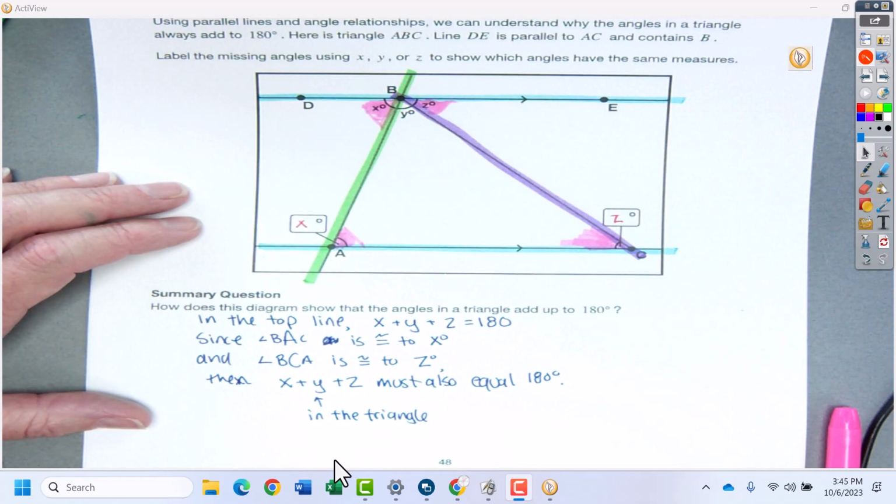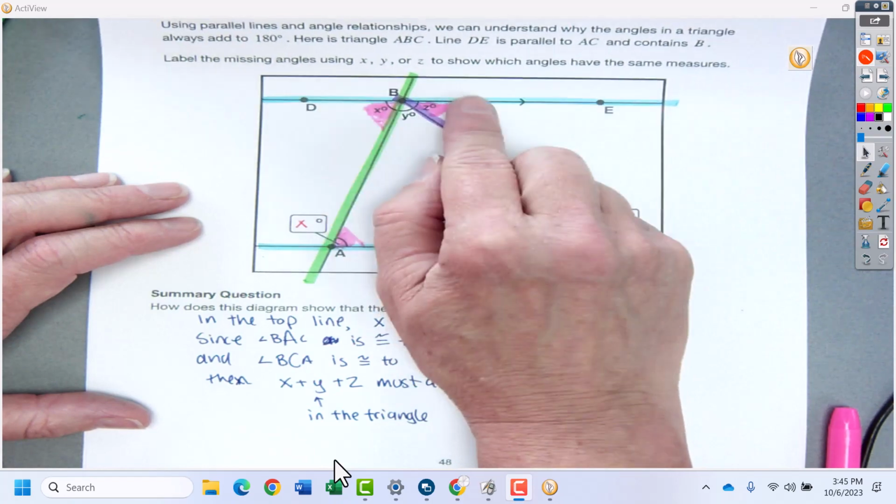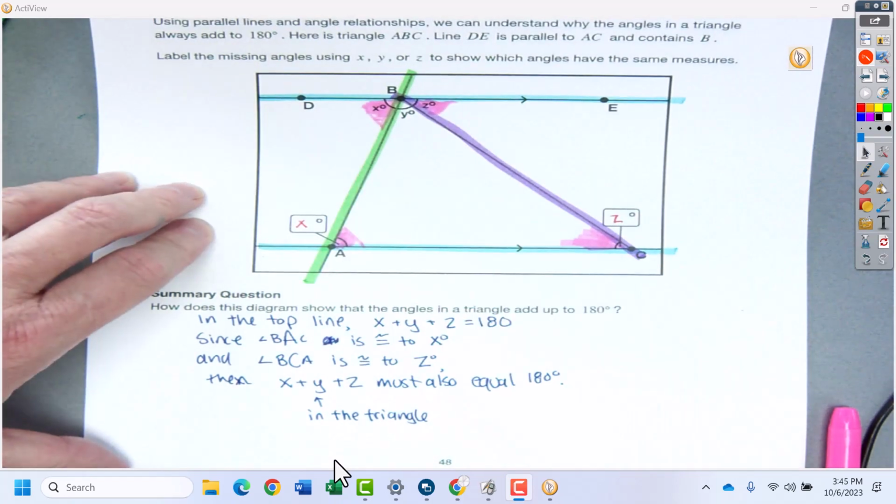And that's how we prove that a triangle has 180 degrees, by relating it to the degrees that add up to a straight line, or the angle measures that add up to a straight line.